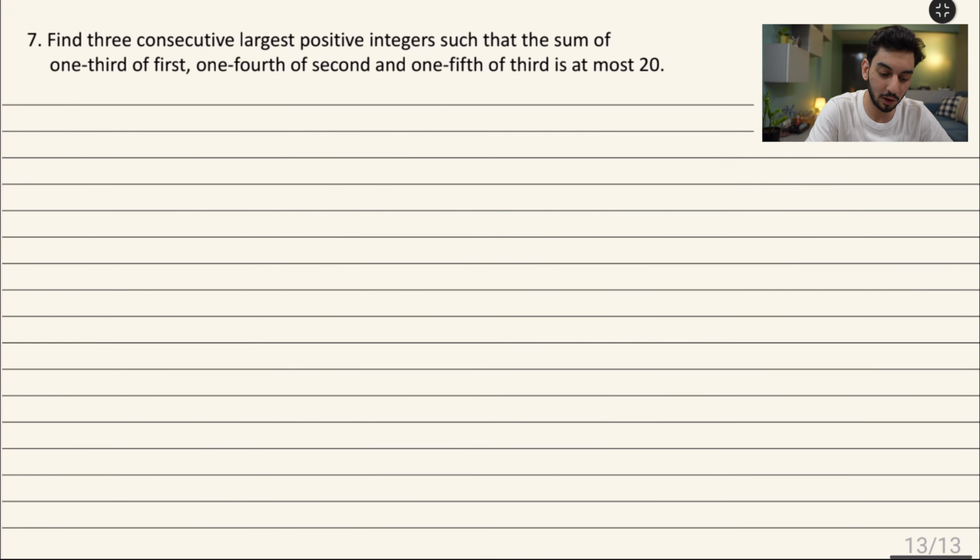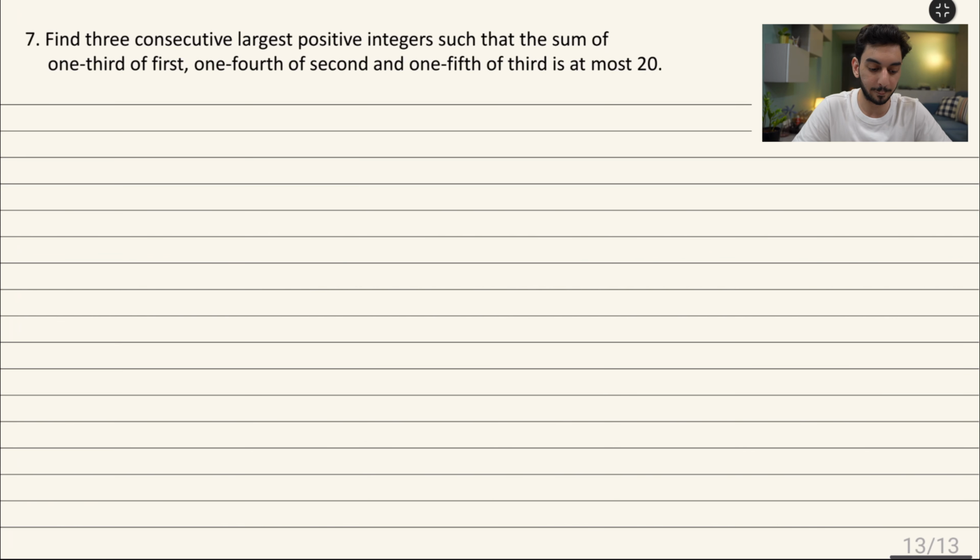Okay, let us move ahead to the last question of the day. Now this is a word problem, and I've picked it up from a textbook which is Concise by Selina. It says: find three consecutive largest positive integers such that the sum of 1/3 of the first, 1/4 of the second, and 1/5 of the third is at most 20.